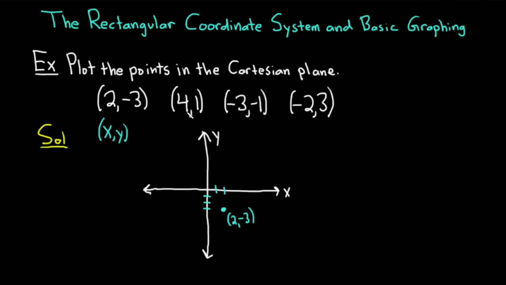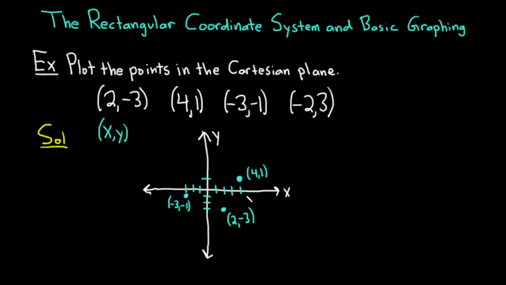Let's do the next one. (4, 1). So x is 4 and y is 1. So because x is 4, we go to the right, 4 tick marks, 1, 2, 3, 4, and then you go up 1 tick mark, 1. And there's the point (4, 1). Let's do (-3, -1). So this time x is negative. So we go left 3, 1, 2, 3, and we go down 1. Boom, there it is. This would be the point (-3, -1).